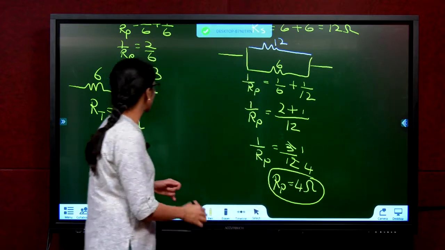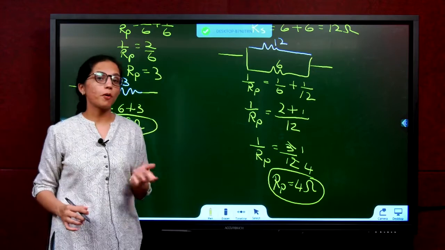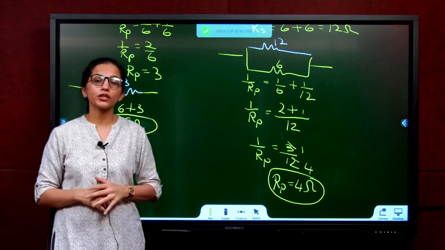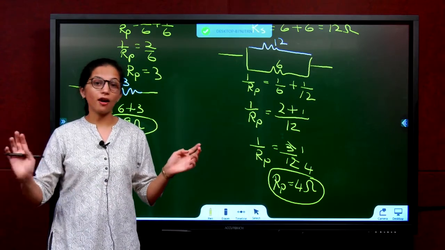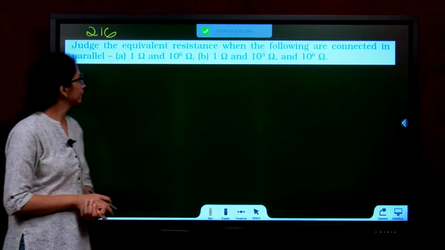So we got 4 ohms, we got 9 ohms, we got 18 ohms, we got 2 ohms. These are the possible combinations taking 3 resistors and how to get them. I hope you understood when to decide when to use series, when to use parallel, or when to use a mix of the two. Page 216, question 1.